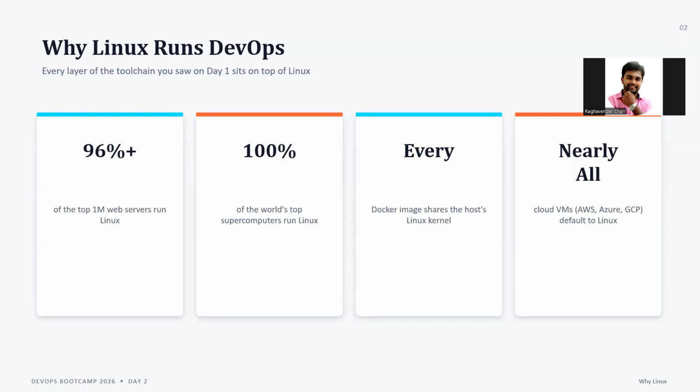Why Linux runs DevOps? Every layer of the tool chain you saw on day one sits on top of Linux. We have seen Git, AWS, Kubernetes, Docker. We have seen many tools, and every tool sits on Linux itself. 96% of the top 1 million web servers run on Linux, and 100% of the world's top supercomputers run Linux. Every Docker image shares the host Linux kernel, and nearly all cloud virtual machines default to Linux. So you see how important it is to learn Linux. Without Linux, you can't make progress in the software industry, or in DevOps as well.